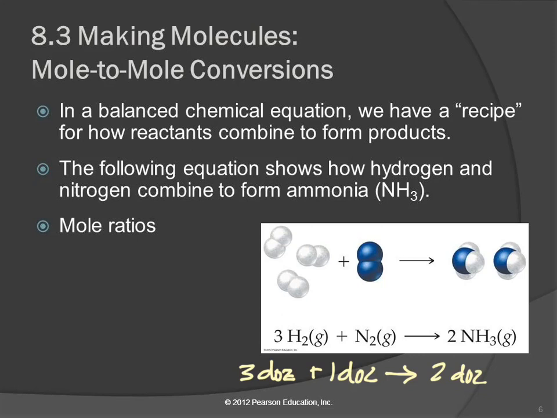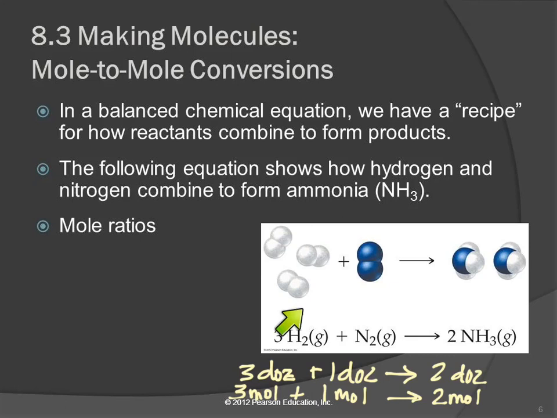Well, what do we call the chemist's dozen? A mole. So then it's also true that if we have 3 moles of hydrogen and react that with 1 mole of nitrogen, we're going to get 2 moles of ammonia. Works the same way as a dozen does. And so what we get from this equation is a way to make mole ratios. That's what this is saying here, mole ratios.